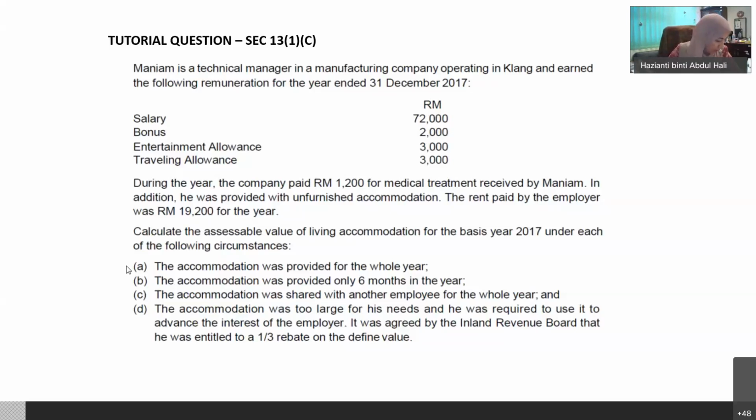So you have to calculate the assessable value of living accommodation for the basis year 2017 under each of the following circumstances. So the first one is the basic lah. So at least for the first one, untuk A ni, everybody should know how to calculate. So the accommodation was provided for the whole year.